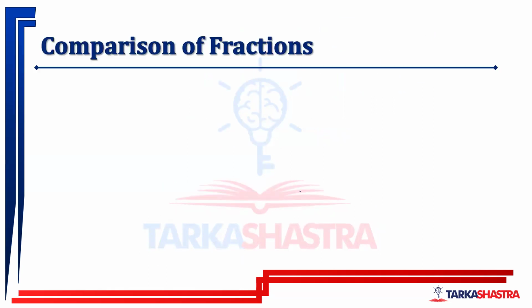Comparison of fractions. How do you compare fractions? If I have to see whether 8 by 11 is greater or 10 by 13 is greater, I have to check which of the following fractions is greater. How will I do that? I will just take the denominator to the numerator and multiply. It is 104. Take this denominator to numerator and multiply it. It is 110. 110 is greater, so 10 by 13 is greater.